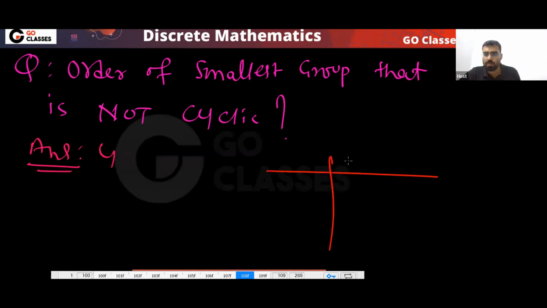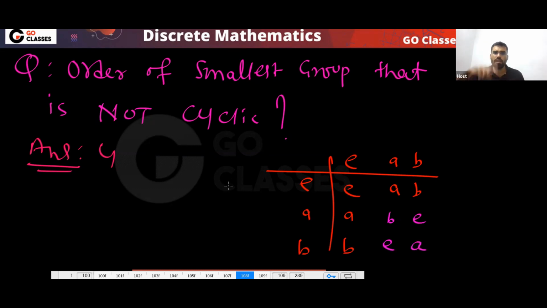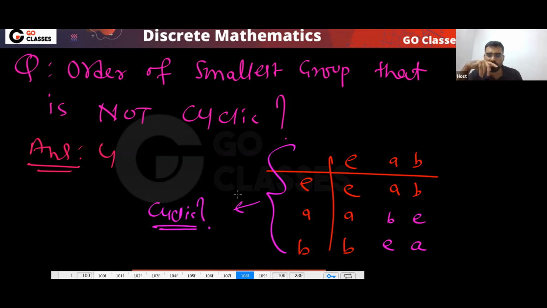Can you check the order 3 group? Only one order 3 group you can create. This will be E, A, B. This is the only possibility. Is this cyclic? What is the generator here? Just check it out.